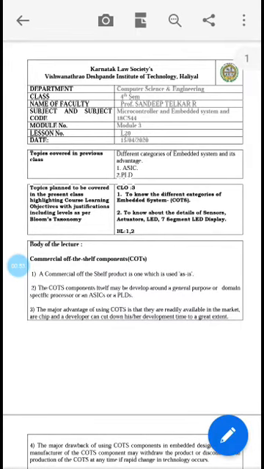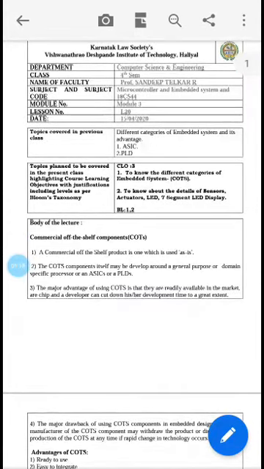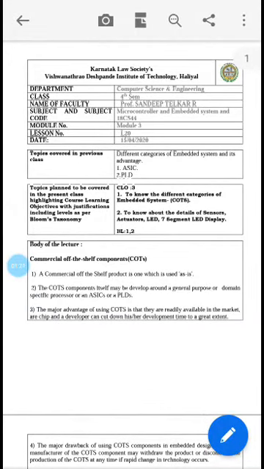COTS stands for commercial off-the-shelf component. Likewise, one more topic we will be discussing in this session is details of sensors, actuators, LED, and 7-segment LED display. This belongs to CLO, Course Learning Objective 3, and as per Bloom's taxonomy it might fall into BL1 or BL2. We'll see with the body of the lecture.